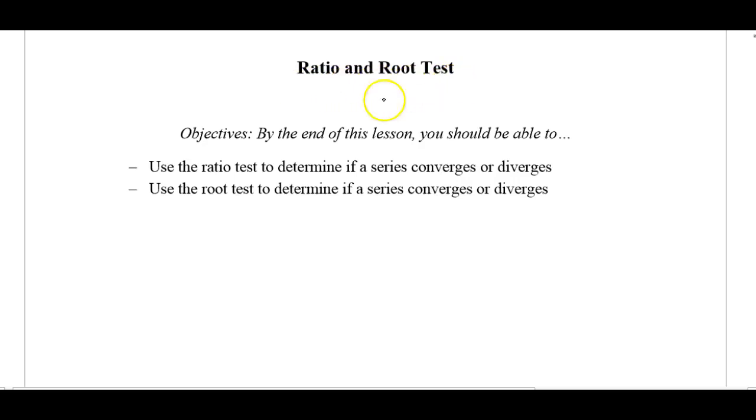The ratio and root test. Objectives. By the end of this lesson, you should be able to use the ratio test to determine if a series converges or diverges, and use the root test to determine if a series converges or diverges.